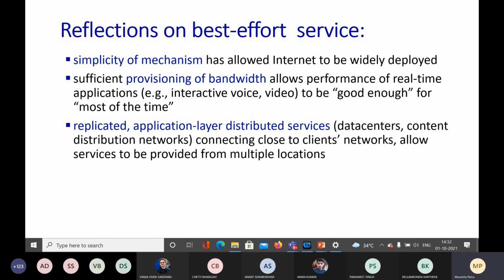So basically, what is this? If you have a simple mechanism and you are providing a good enough service, you can actually think of complicated services which are basically distributed services like data centers, content distribution networks, etc. So what's done? Connecting close to the client's networks such that it allows the services to be provided from different locations.